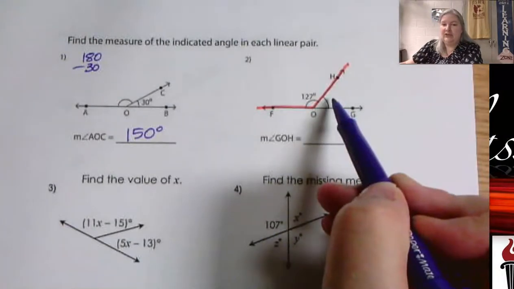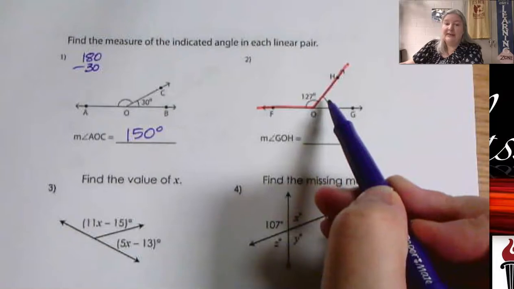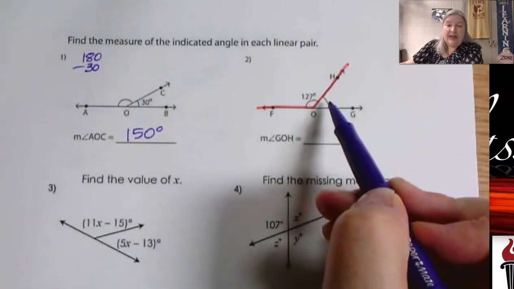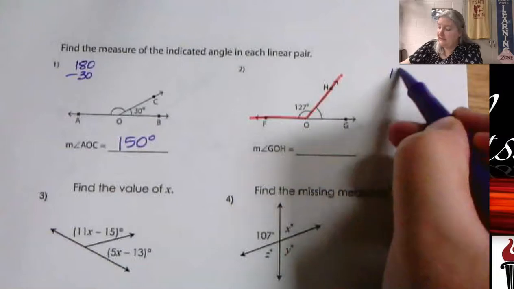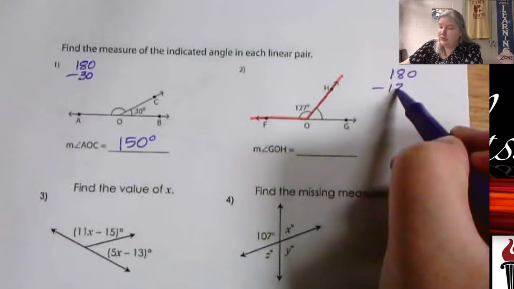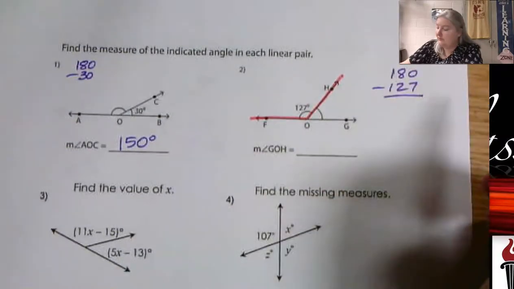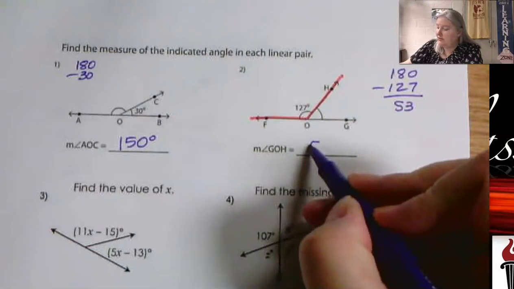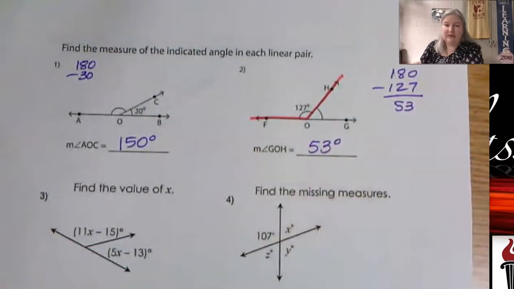This other angle, angle HOG, is unknown, so we have to find it. We know they add up to 180 because they form a linear pair. So just 180 minus 127 is going to give us the answer, and that's 53. So the measure of angle GOH is 53 degrees.